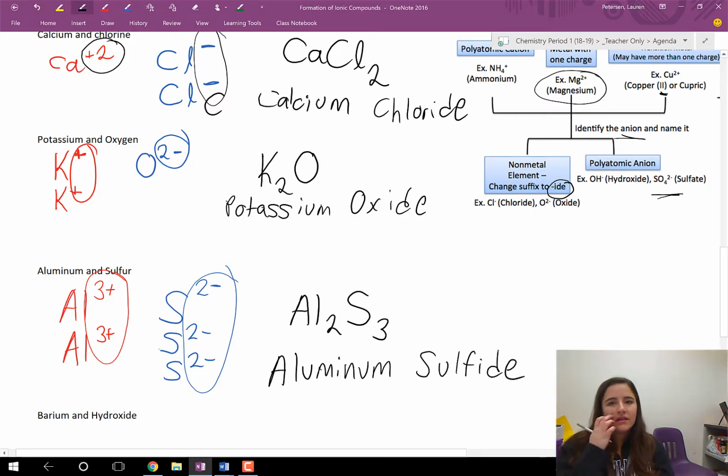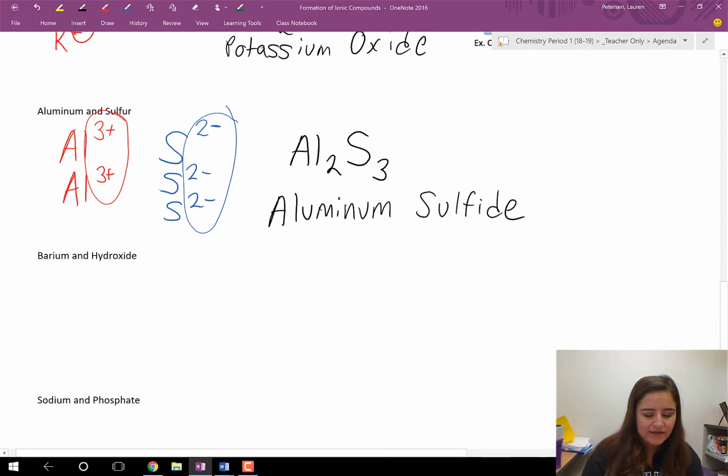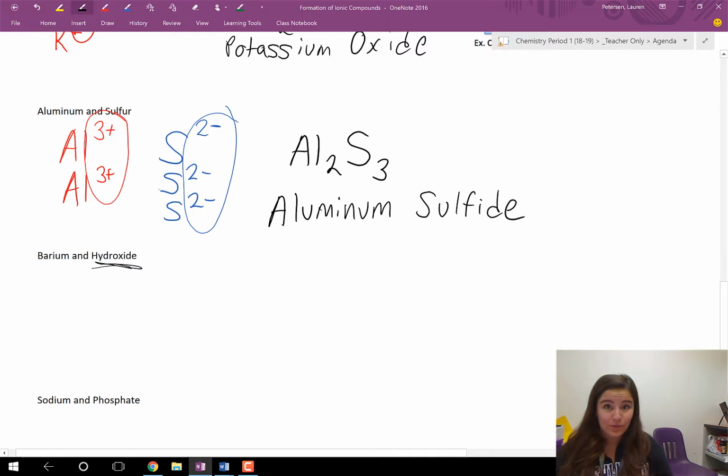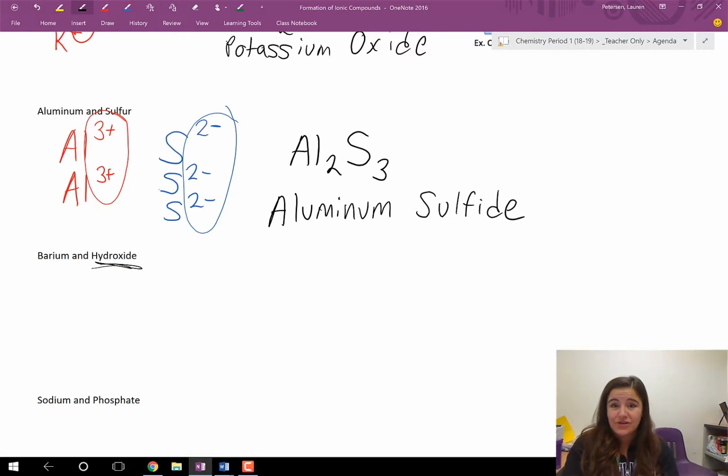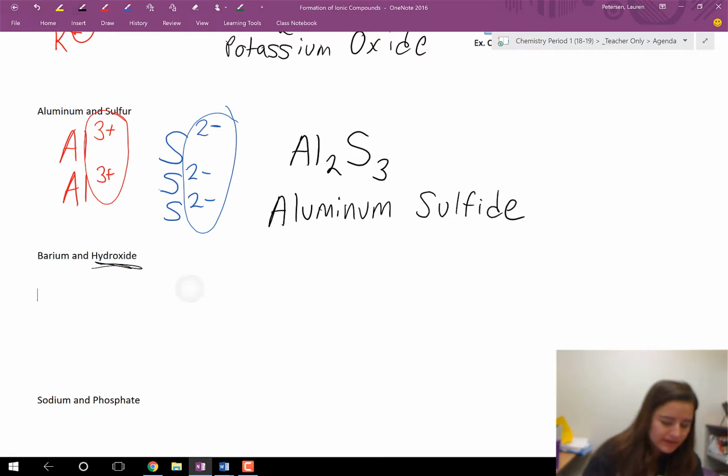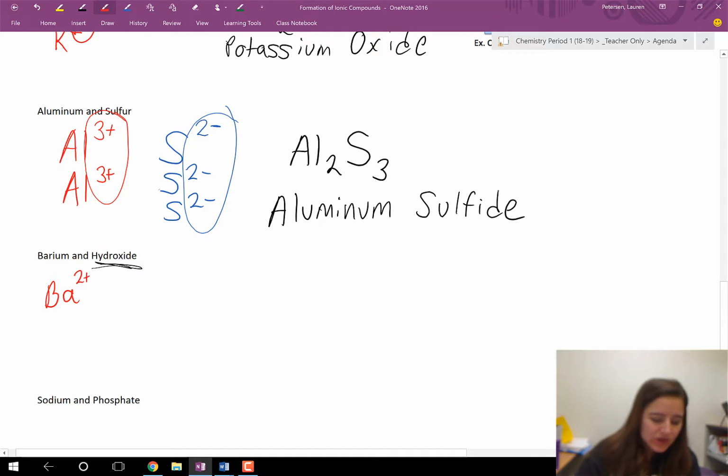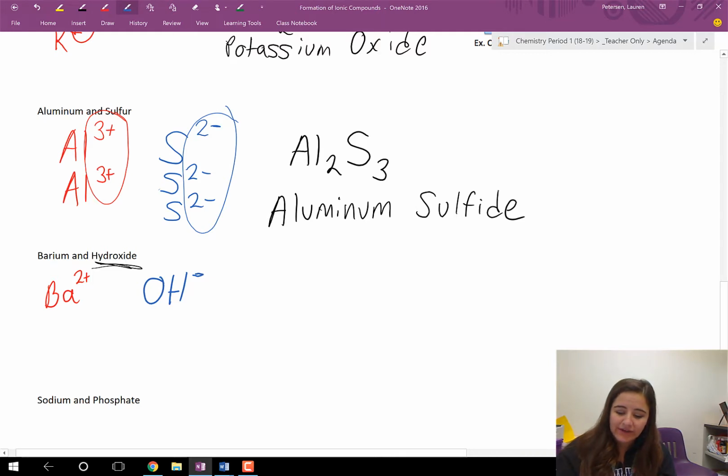Okay, let's do some ones with polyatomics. So polyatomic ions are ions that are formed from more than one atom. Okay, they're always covalently bonded to each other, but unfortunately, it's something that you just kind of have to memorize. There's no way to know its charge by looking at its formula or anything like that. Okay, barium is in group 2 on the periodic table. So it is a Ba2+. Hydroxide is OH-. Okay, and again, that's something you just have to memorize.